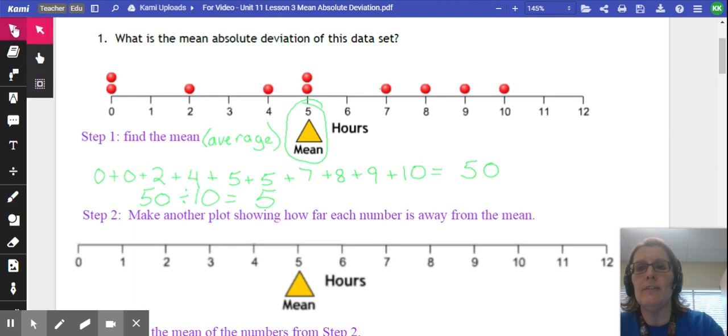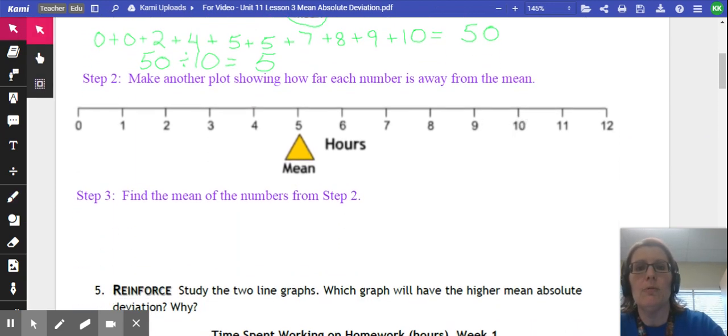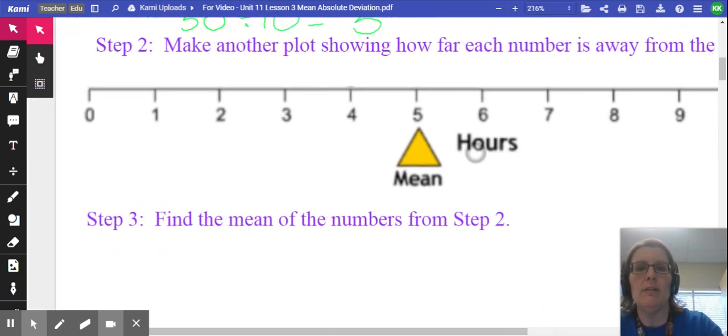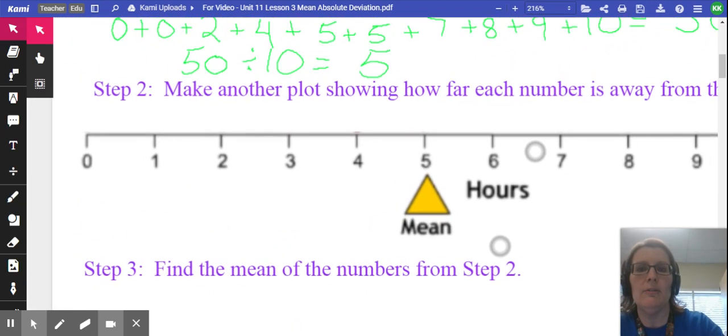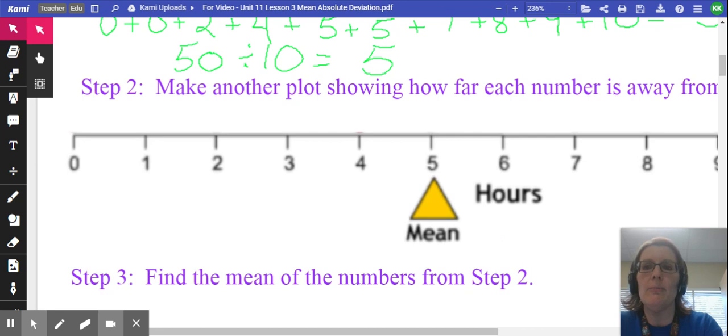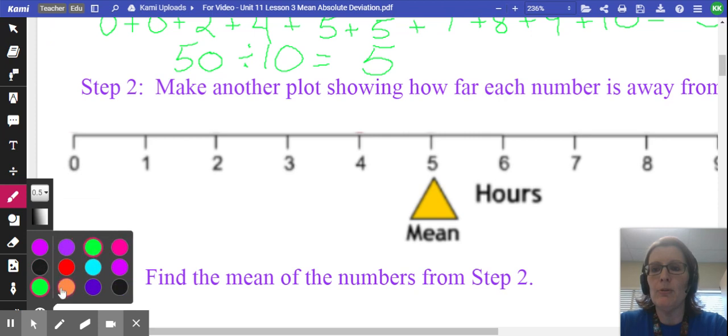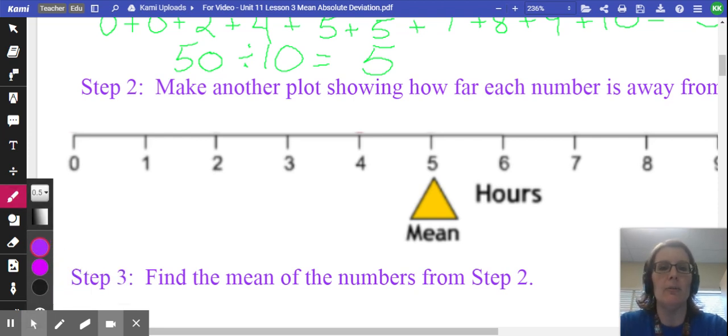And that is the second step. Remember, this is a Kami, so you can zoom way in if you need to. I'm sorry, I didn't give a lot of space to write here, so you are going to need to zoom in. The easiest way to do this is to make a second dot plot. I have been teaching mean absolute deviation for years, and I found this method on a video on YouTube, and I thought, oh my gosh, this makes it so easy to understand.